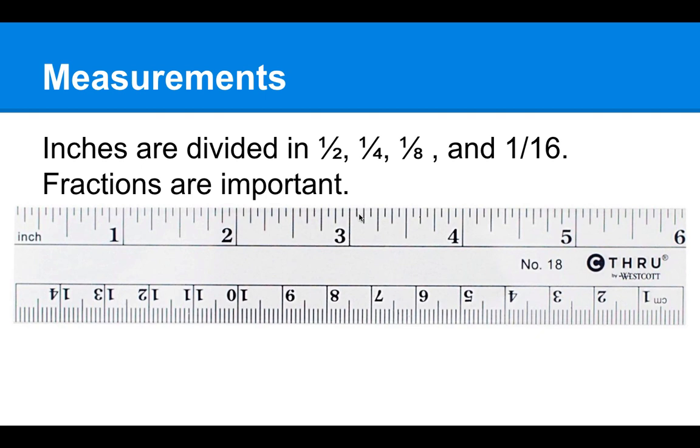3 1/16. So if you had to get to where my cursor is, you would count by 16ths every tick mark. So that would be 1, 2, 3, 4, 5, 6, 7, 8, 9, 10 sixteenths, and then you would reduce that.